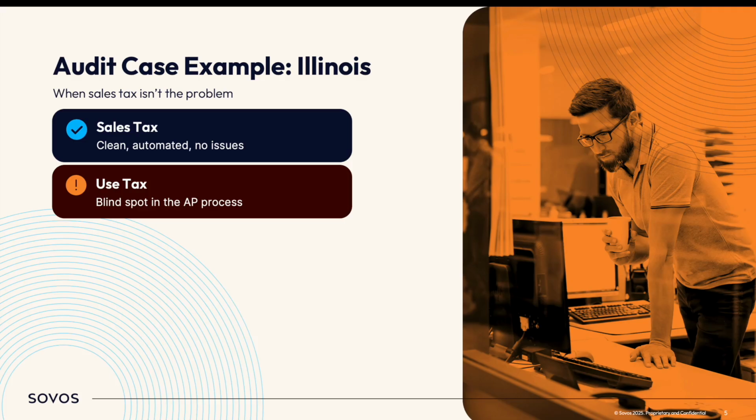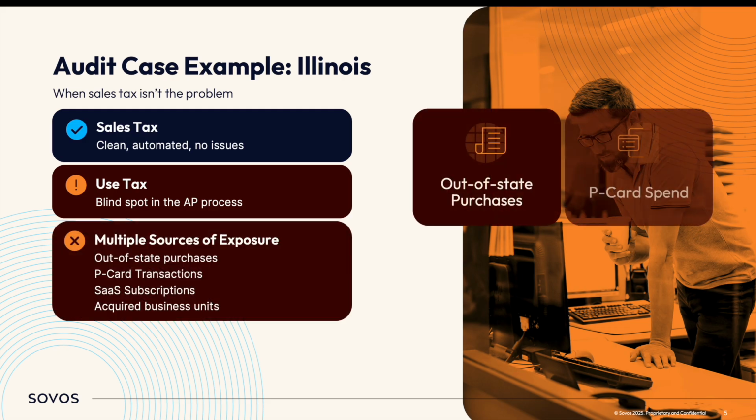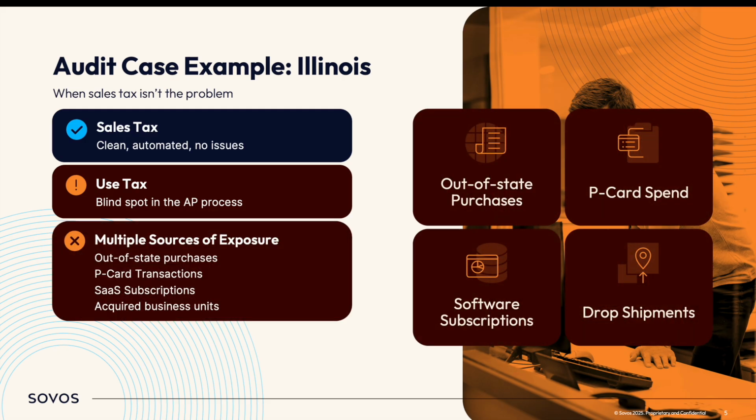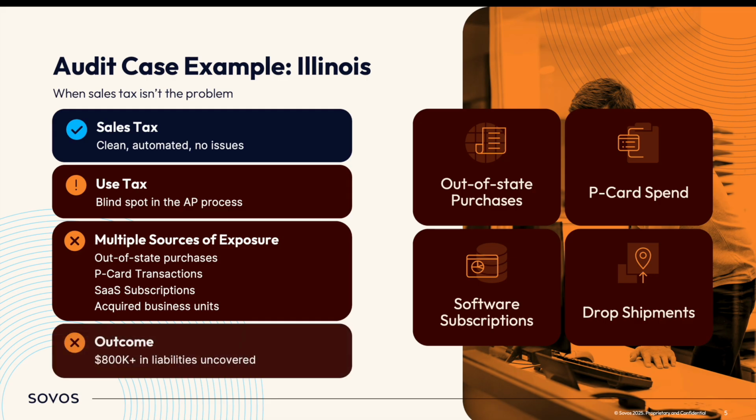The audit focused instead on something they hadn't given much attention to. It started with a few untaxed purchases from out-of-state vendors. Then it widened to include P card transactions, untaxed software subscriptions, and some drop shipments from a newly acquired business unit. And within weeks, the state auditor had flagged over 800,000 in missed use tax accruals, plus interest and penalties. So this just gives you an example of how quickly the scope of this can become a very significant issue.